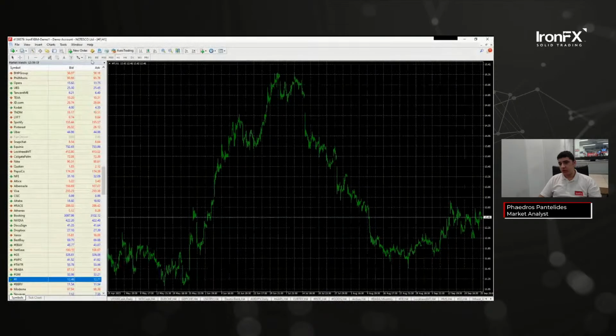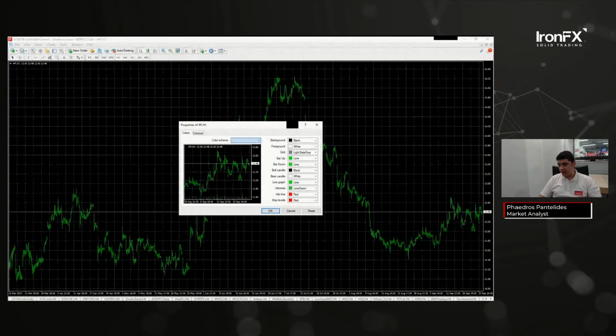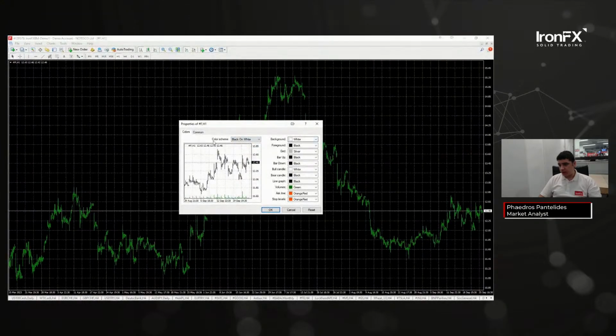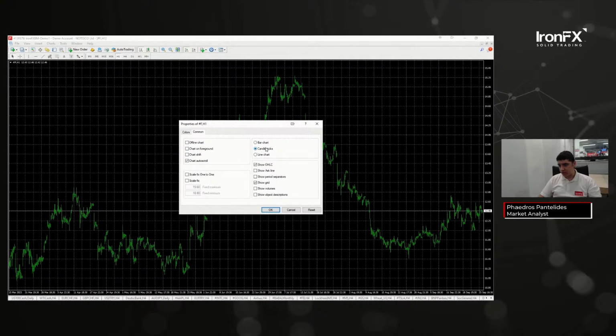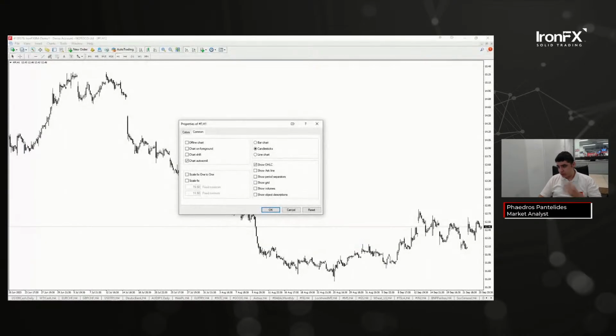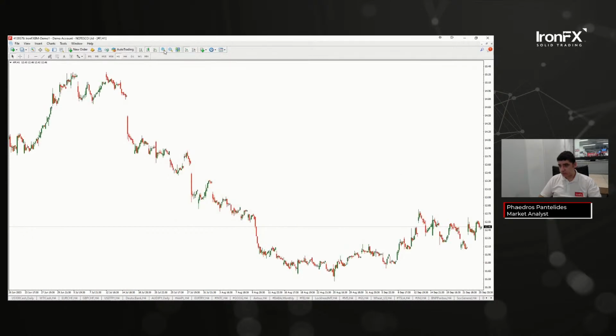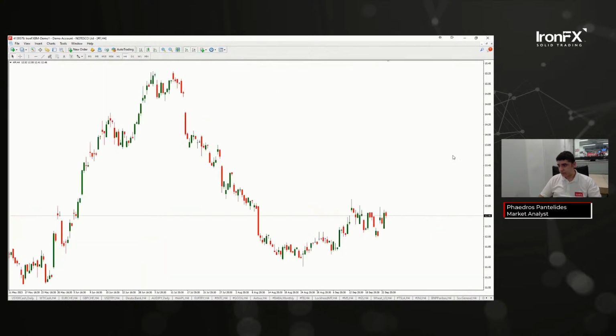Let's just switch up our chart real quick. So you can go on properties. Personally, I prefer the black on white regime. Candlesticks, open, high and close, show grid, no. And then colors. So for a bullish candle, green. Here we go.